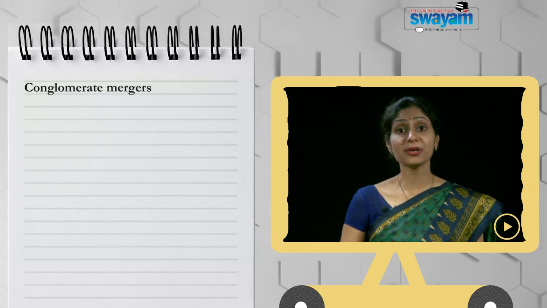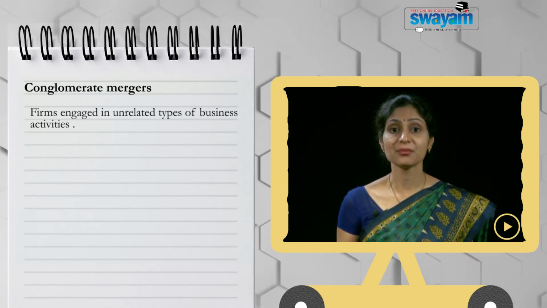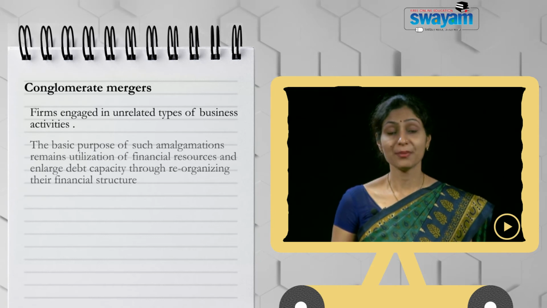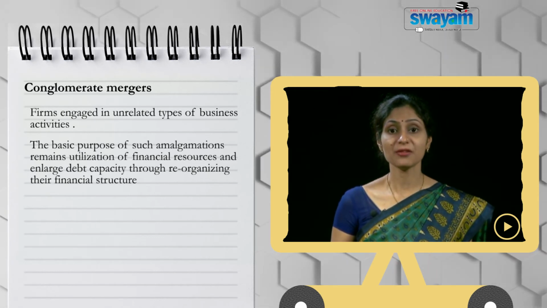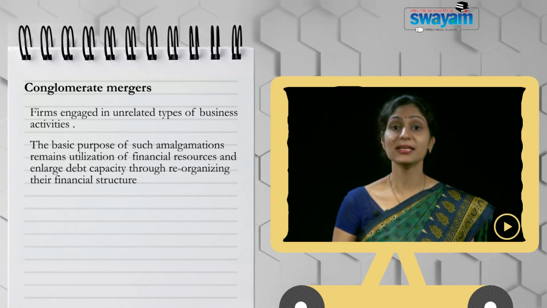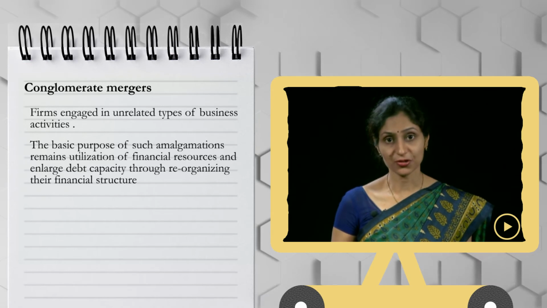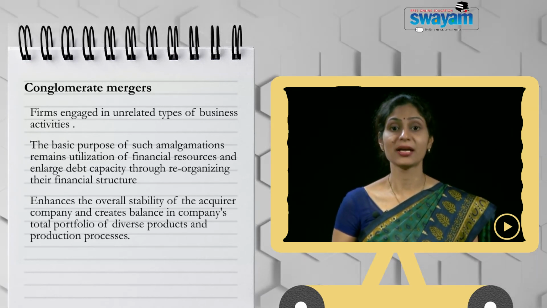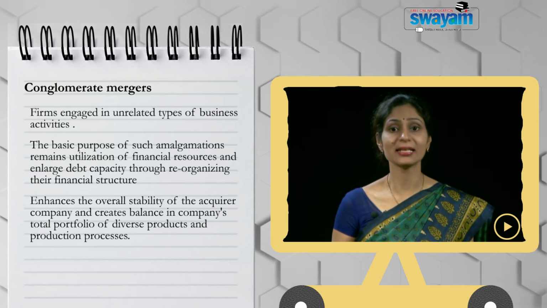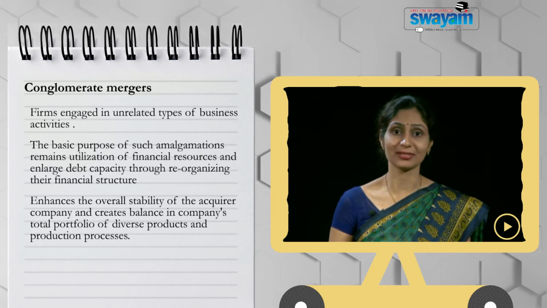And a conglomerate merger is a merger between two unrelated business firms. The basic purpose of conglomerate amalgamations remains utilization of financial resources and enlarged debt capacity through reorganizing their financial structure. It also enhances the overall activity of the acquirer company and creates balance in the company's total portfolio of diverse products and production processes.